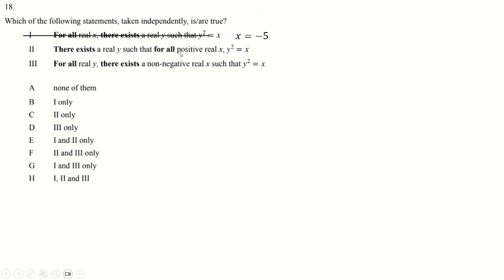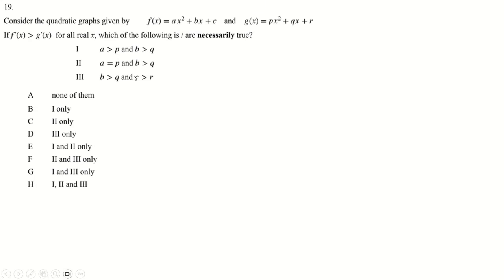No, there isn't a single value of y that, for all x's, does this. You'd have to go with lots of different y's for all the different x's. For all real y, there exists a non-negative x such that this. Well, sure, when you pick a y value, there will be an x value that does this. And when you pick a different y value, you get a different x value, so that one's fine. Just be careful of the order that they give those two statements, because they seem very similar, but they are not quite.